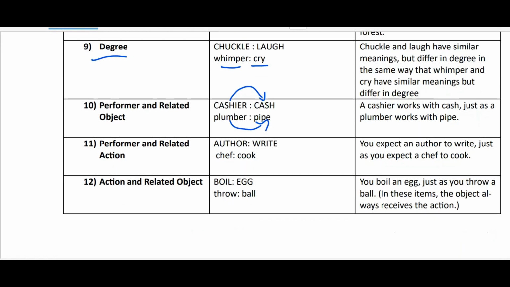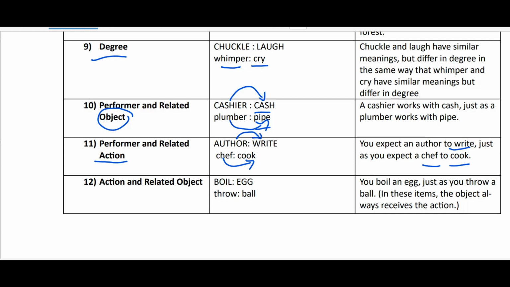Number 11, performer and related action. Sorry, number 10, it was performer and related object. The cash and the pipe, these are objects. Number 11, performer and related action. Like the author, what's the action that the author does? Writes. The author writes, just as the chef cooks. So here you expect an author to write, and you expect the chef to cook. This is the performer and related action.